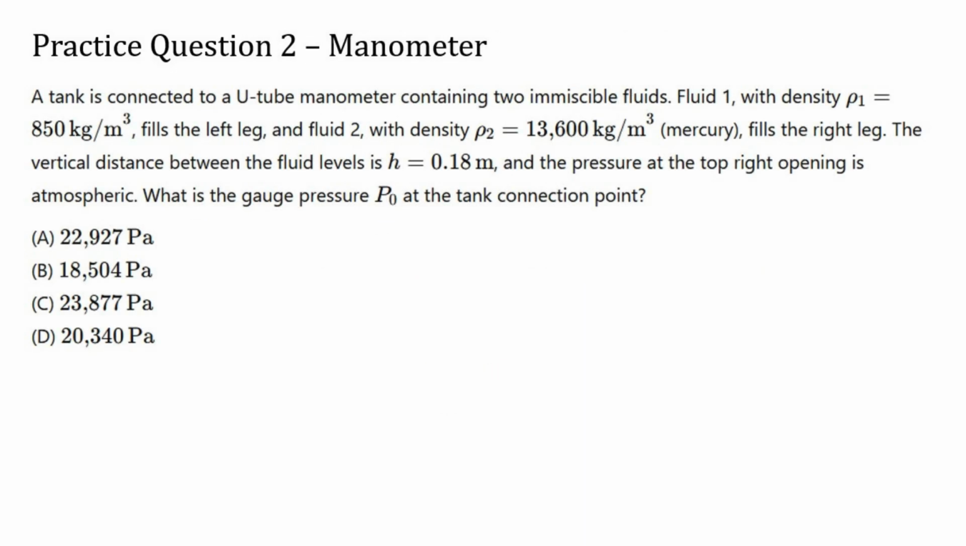Practice question 2. A tank is connected to a U-tube manometer containing two immiscible fluids. Fluid 1, with density 850 kilograms per cubic meter, fills the left leg, and fluid 2, with density 13,600 kilograms per cubic meter, Mercury, fills the right leg. The vertical distance between the fluid levels is 0.18 meters, and the pressure at the top right opening is atmospheric. What is the gauge pressure P0 at the tank connection point?